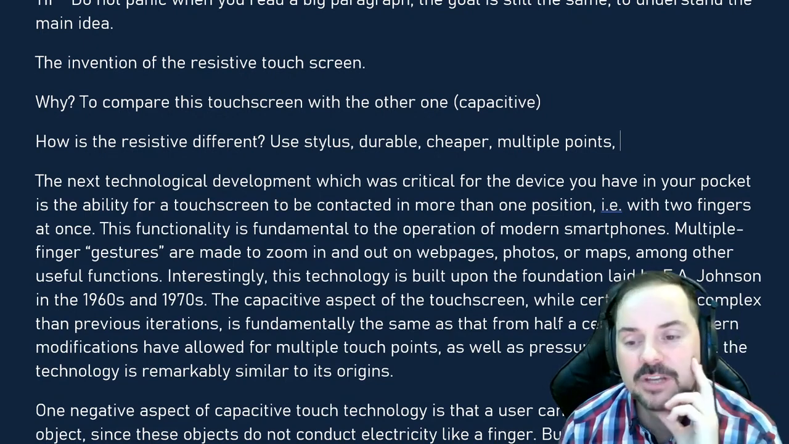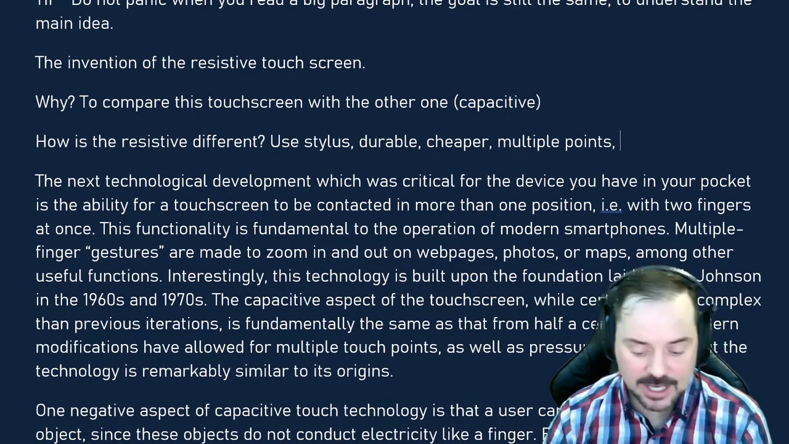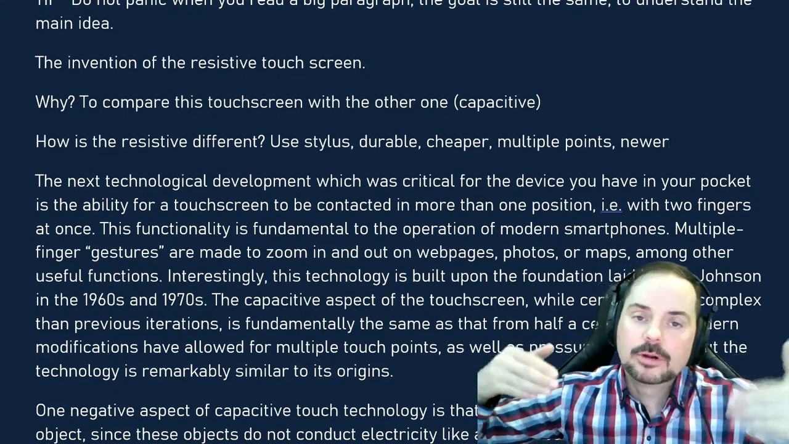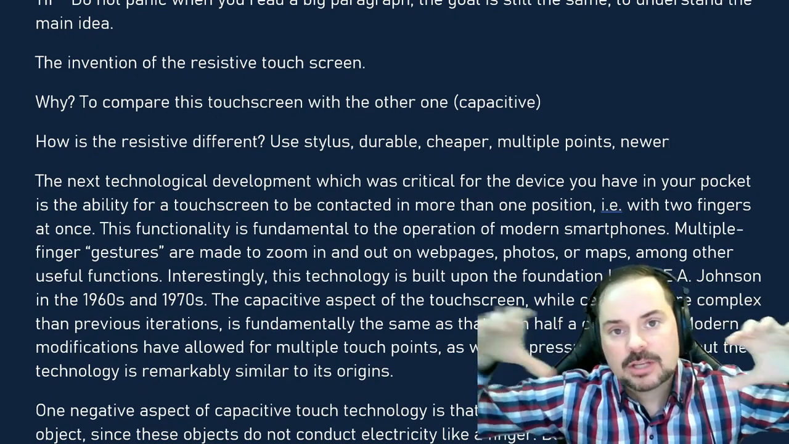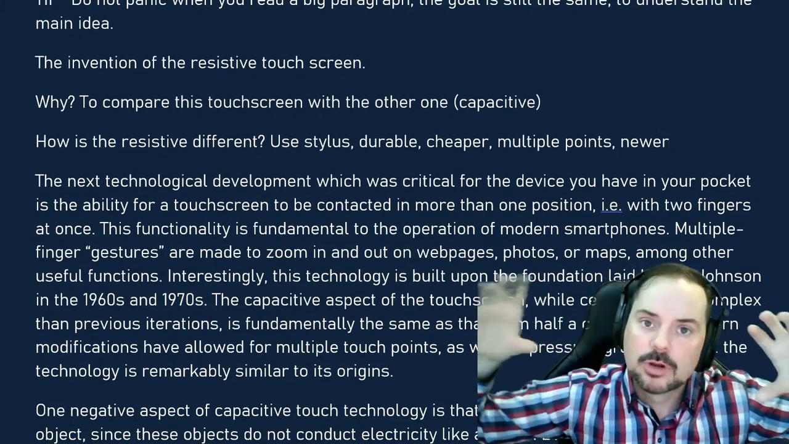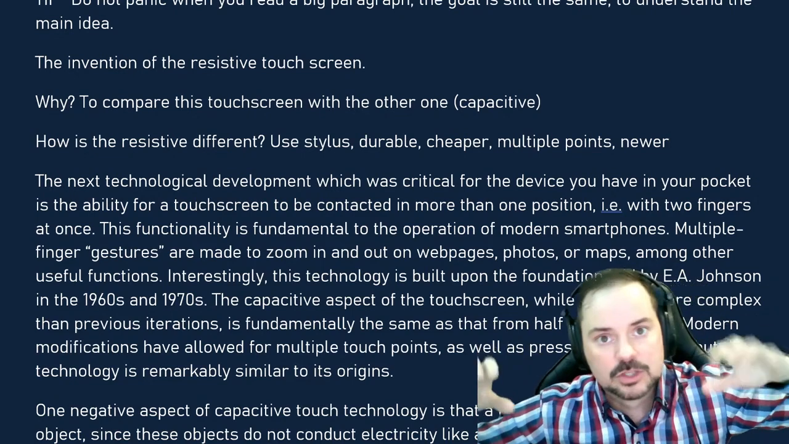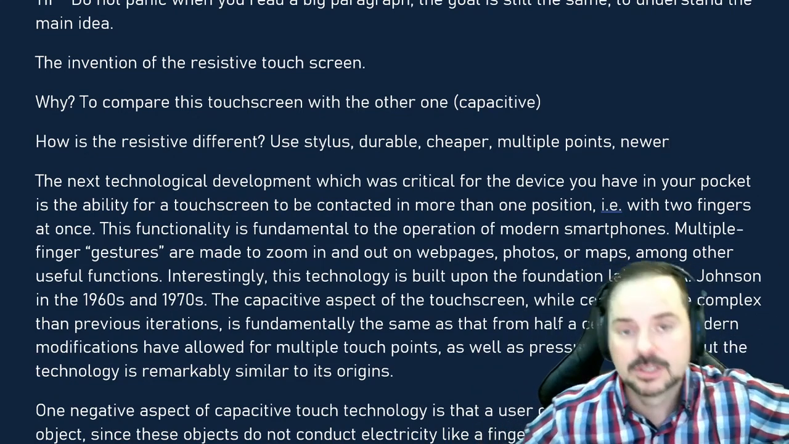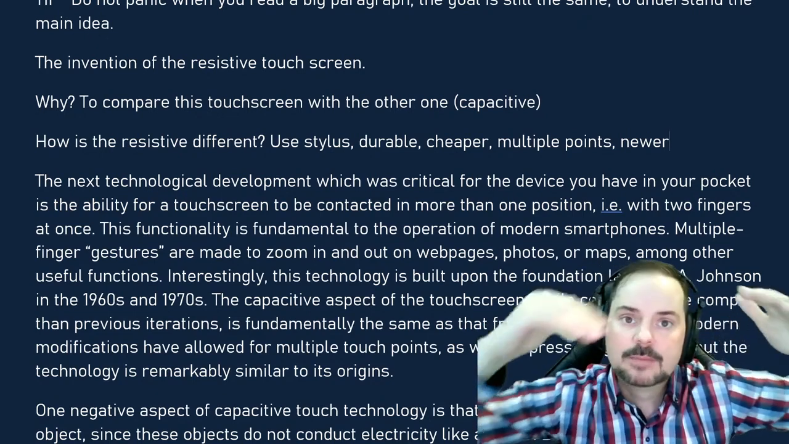Which one's a newer invention? The resistive touchscreen. Okay, yeah, so simple, right? It's newer. And that's an important fact, because when you have a timeline, when you have chronology in the information, so you have older, newer, then it's important to keep chronology in your thoughts. So you should remember who came first, who came second. Obviously here, Johnson came first, capacitive came first, then Hurst came second, resistive came second. So you want to keep that chronology.